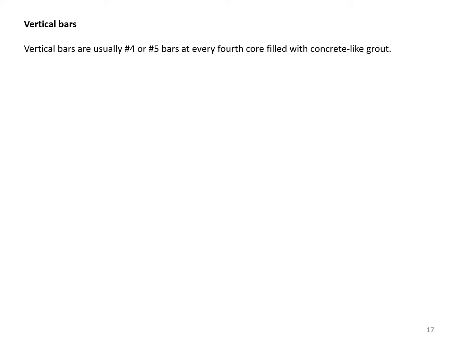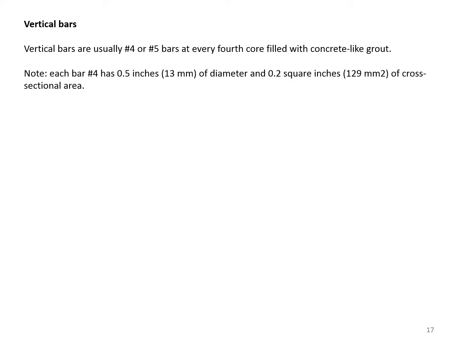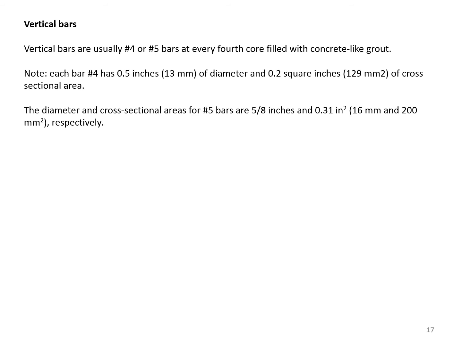Vertical bars are usually number 4 or number 5 bars at every fourth core filled with concrete-like grout. Each number 4 bar has 0.5 inches of diameter and 0.2 square inches of cross-sectional area. The diameter and cross-sectional area for number 5 bars are 5/8 of an inch and 0.31 square inches respectively. A complete table of reinforcing bar sizes is provided in the next slide.